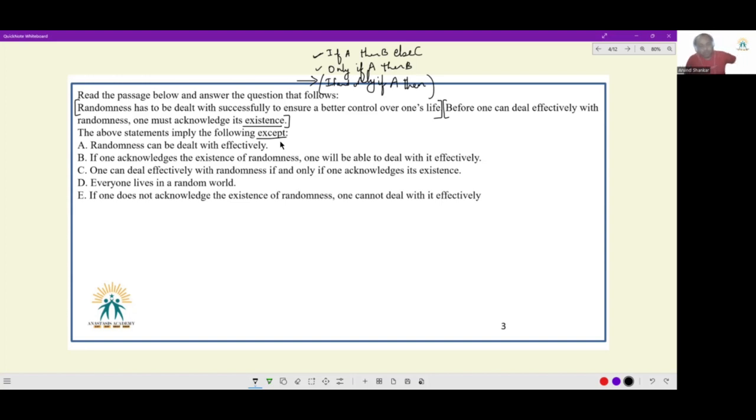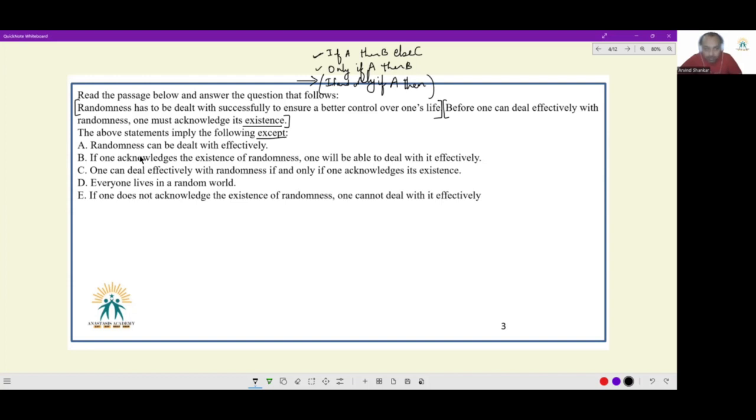Randomness can be dealt with effectively. Yes, it is implied. If I acknowledge the existence of randomness, then randomness can be dealt with effectively. So this is implied. Option B, if one acknowledges the existence of randomness, one will be able to deal with it effectively. Okay, see, if one acknowledges the existence of randomness, one will be able to deal with it effectively.